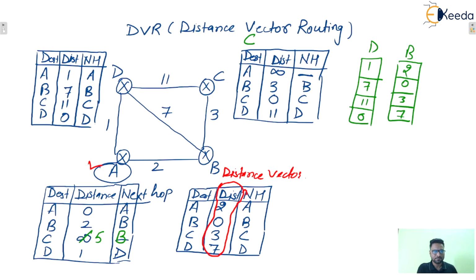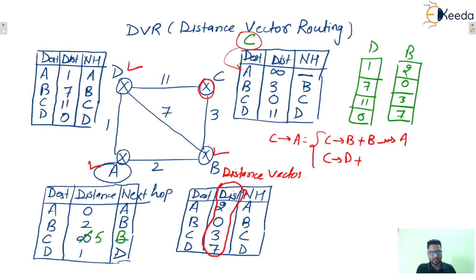Now first one, C to A. Is there a direct edge from C to A? No, no direct edge is there. But C's neighbors are B as well as D. So we can go via B as well as D. So we can go C to A via B and via D. C to B, then B will take care to go to A, and C to D, then D will take care to go to A.